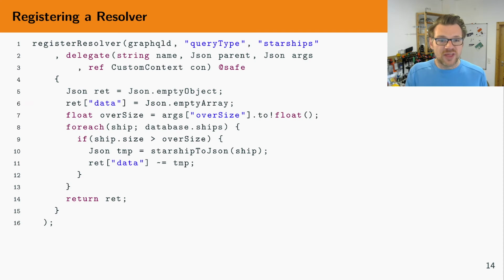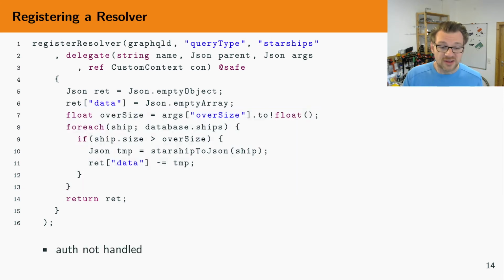And the usage for that one then is basically this, right? The GraphqlD instance has moved from being the instance on which we call set resolver to becoming another parameter in the register resolver function. And the implementation of how we get all the starships over this certain size has not changed at all. It's just the same.